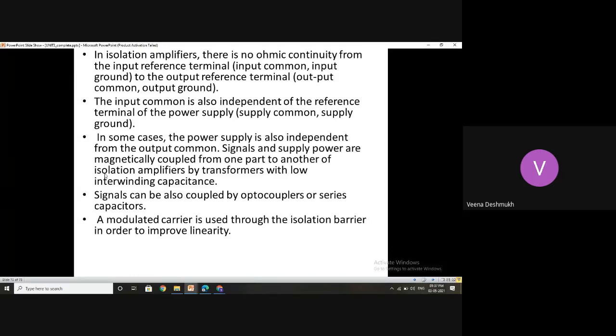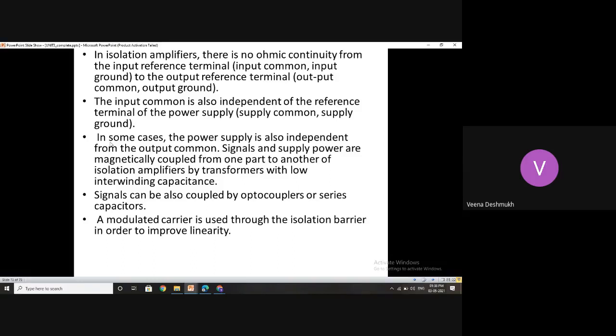Now the series capacitors. Earlier, in shielding, we have seen how exactly the coupling capacitors help in isolating the ohmic resistance by maintaining a good dielectric between the conductors. You can maintain the ohmic isolation. A modulated carrier is used through the isolation barrier in order to improve linearity.